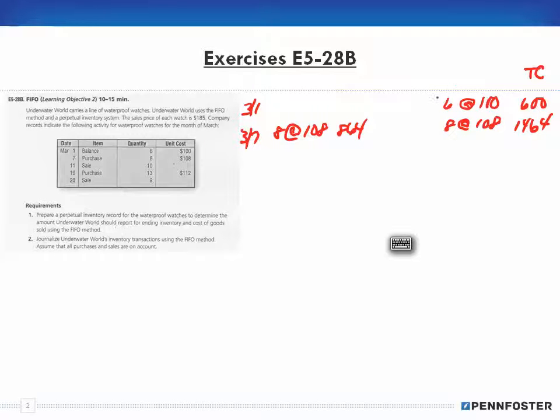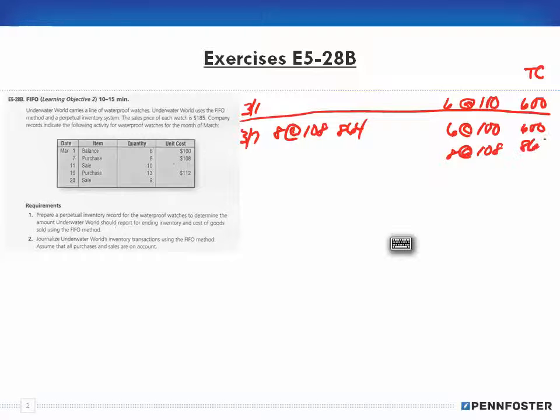Let's do it this way. I draw a line here. So I have 6 at 100 gives me 600, and 8 at 108 gives me 864, and that gives me a total of 1464. Maybe that's the way to do this here.